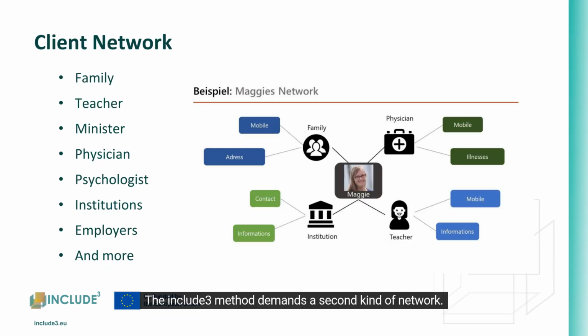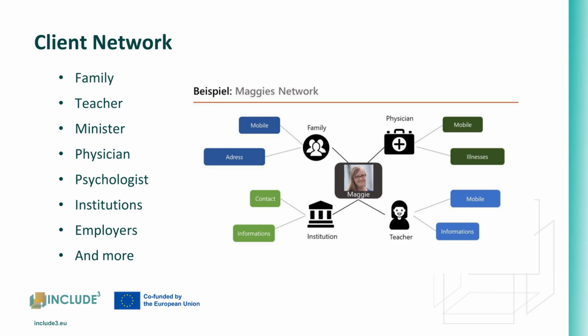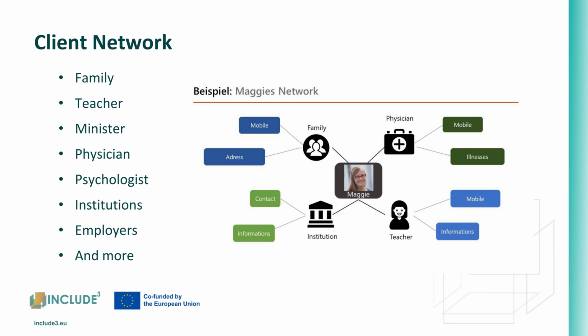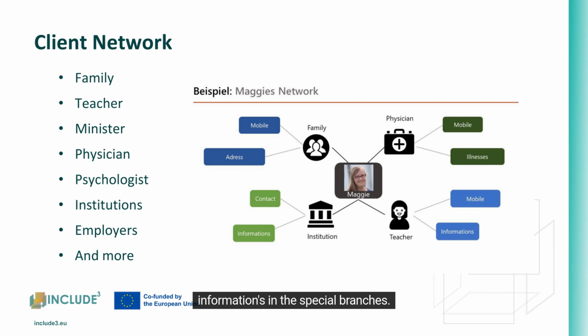The Include3 method demands a second kind of network. It is the networking with the people and personal environment of the people with disabilities, such as family, teachers, medical support, and so on. This is called client network or case networking. As a career guidance counselor, you have to collect all relevant networking partners with their contact information in the special branches. Put all in a mind map or another tool for visualization.